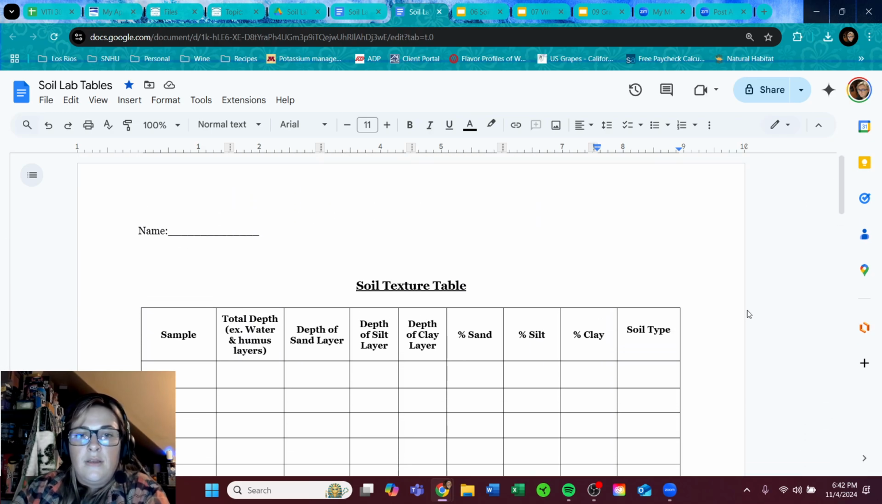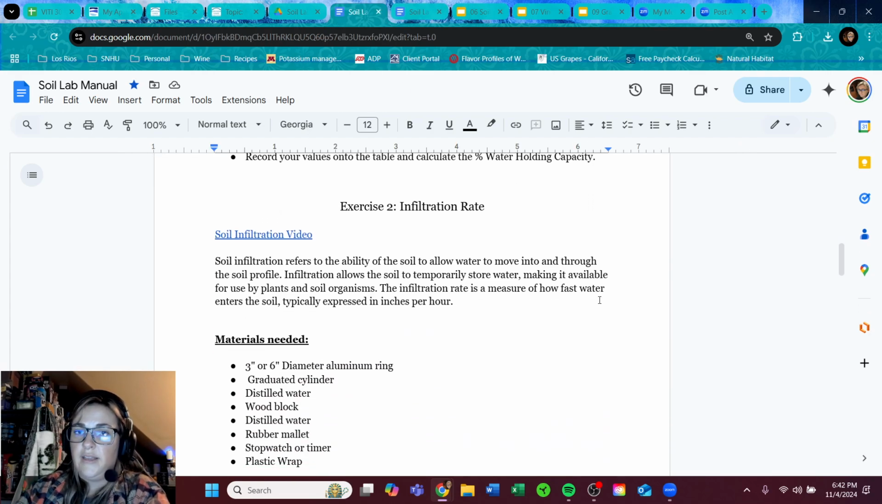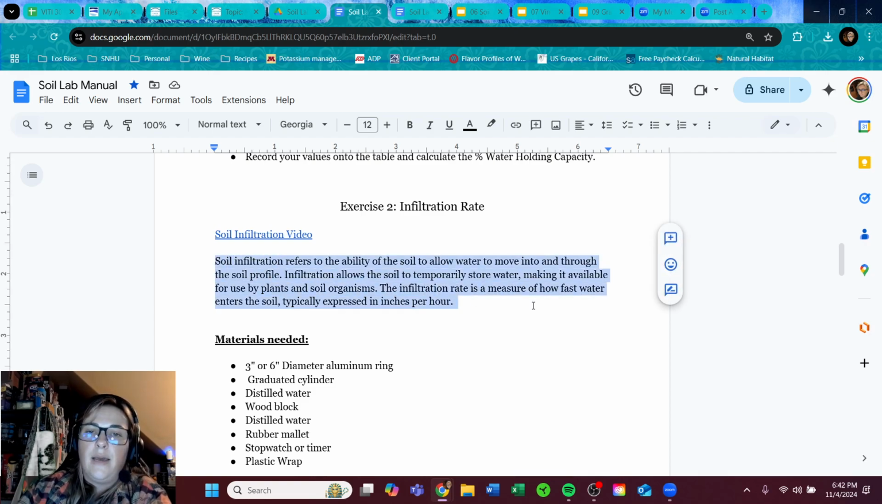Cool. Okay, the next thing that we did in our soil lab was the infiltration rates, and this was that beautifully painful exercise where we took that metal ring and we pounded it into the ground.